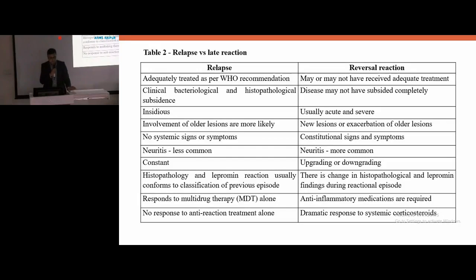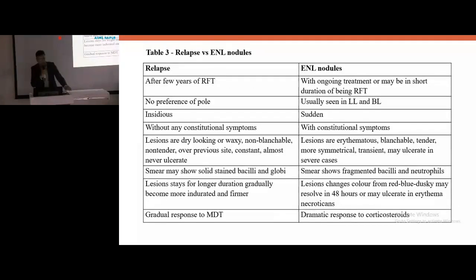The relapse would respond to the multi-drug therapy alone, while we require anti-inflammatory medications for reversal reactions. And the relapse would not respond to the anti-reactional treatment, while the reversal reaction will show a dramatic response to the corticosteroids.